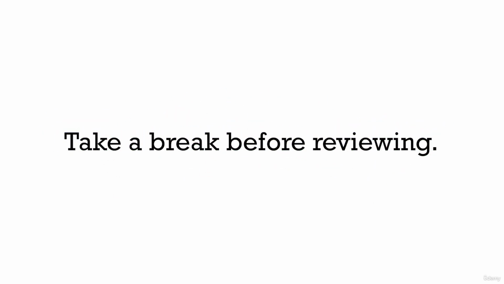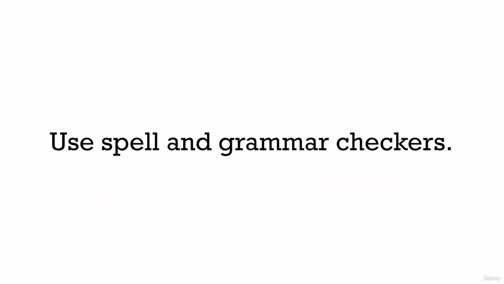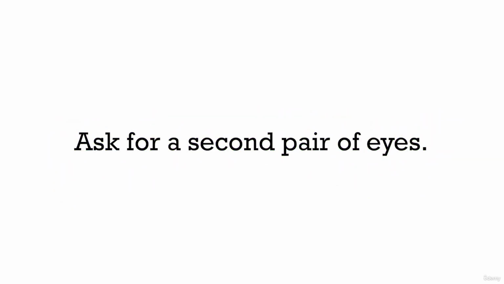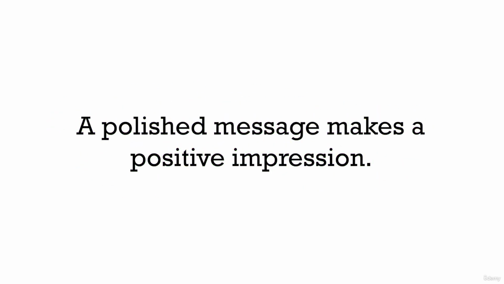Take a break and come back to your copy later. This will help you to see it with fresh eyes and spot any mistakes you might have missed. Use a spell checker and grammar checker. These tools can help you to identify potential errors, but they are not foolproof. Ask someone else to proofread your copy. A second pair of eyes can help you to catch errors that you might have overlooked. Proofreading is an essential step in the writing process. It can help you to ensure that your advertising copy is clear, concise, and error-free, making a positive impression on your audience.